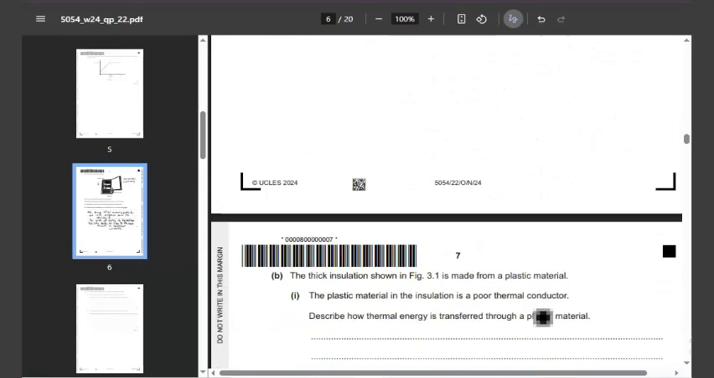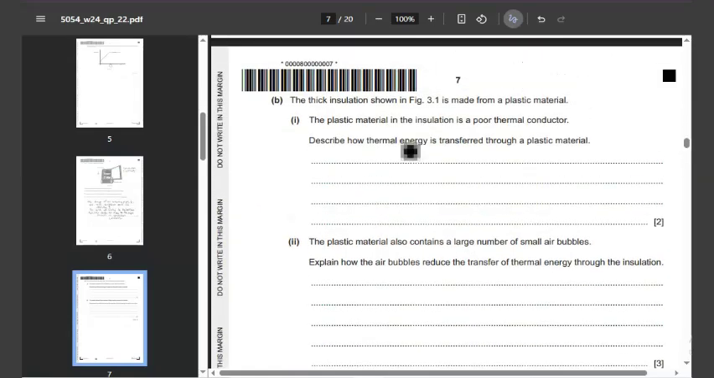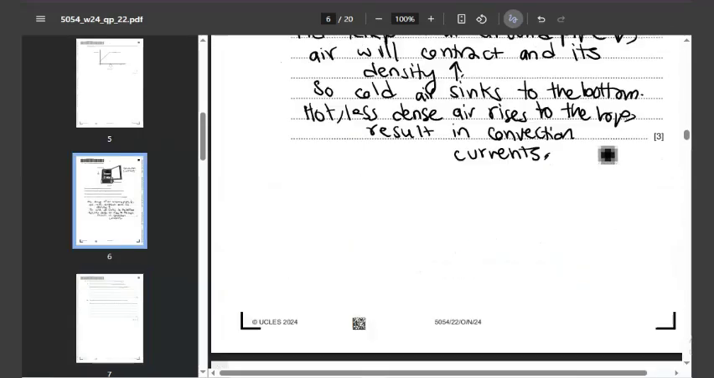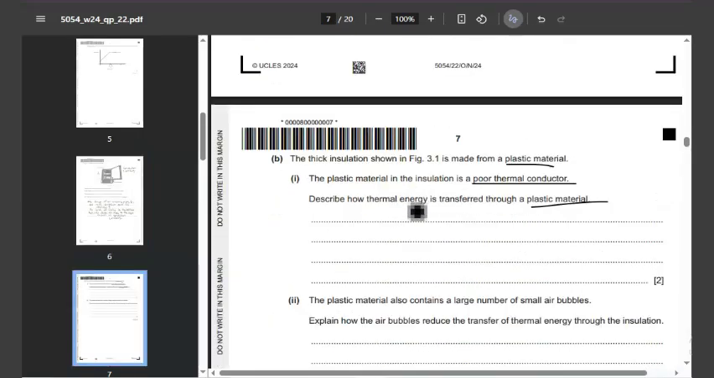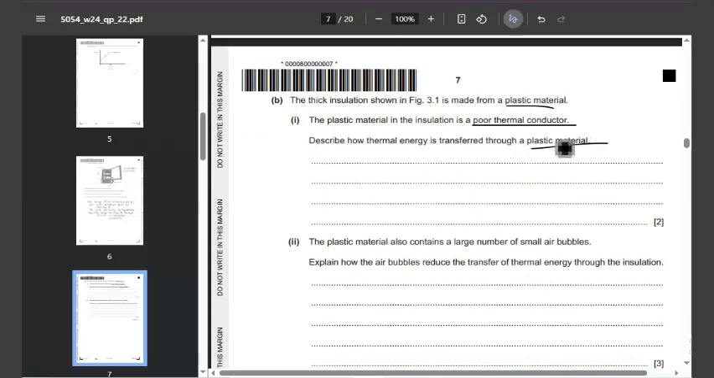Okay. Question B. The thick insulation shown in figure 3.1 is made from a plastic material. Roman 1. The plastic material in the insulation is a poor thermal conductor. Describe how thermal energy is transferred through a plastic material. So the insulation, which is the door and the walls of the container, is made of thick insulating plastic. So we have to answer how thermal energy is transferred through a plastic material. Since plastic is a solid, the thermal energy will be transferred through conduction, and it is a non-metal.